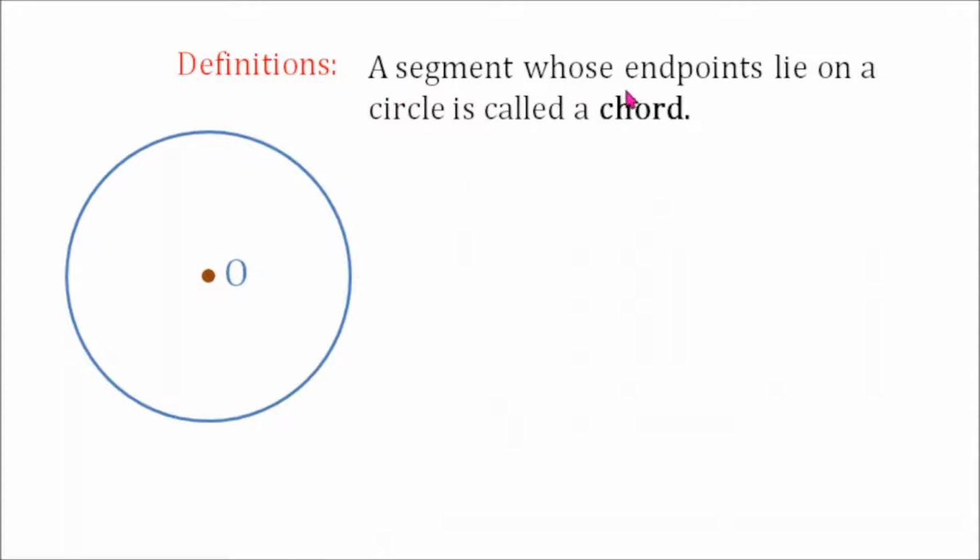A segment whose endpoints lie on a circle is called a chord. So the endpoints here are on the circle. We can name the endpoints as point B and point C. Now we can say that segment BC is a chord.